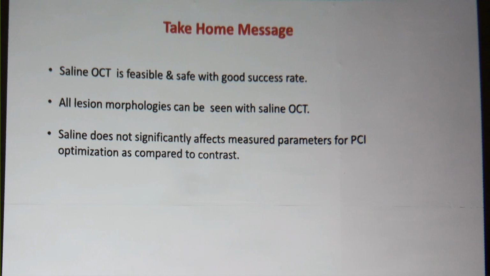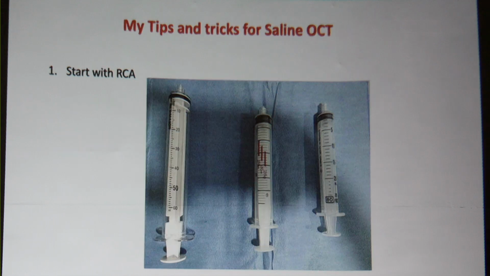But yes, we know the limitation. The sample size of our study was quite small, and these are my tips and tricks for doing saline OCT. Whenever you are starting saline OCT, start with RCA. For our lab, we use a 20 ml Leolox syringe for RCA and contrast injection. For the left system, we use a BMV syringe for saline injection.